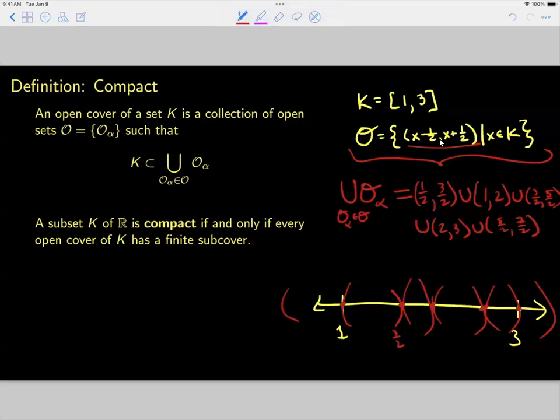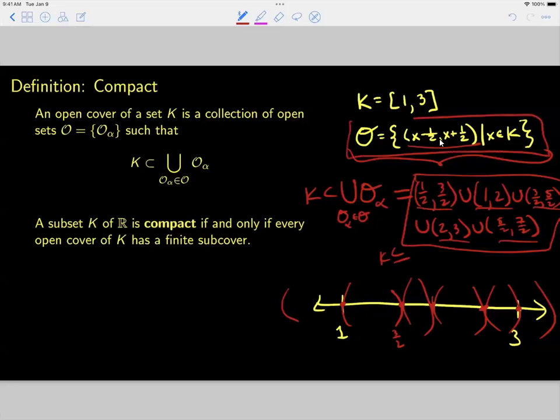So you may not always get equality. In this case, you actually get equality, right? The important part here is not so much that these are equal, it's that we knew K originally was contained in this, but also now we have that K is contained in this union. Okay, and this is a finite cover. Okay, so from this open cover here that we built, we were able to pick out finitely many of them, in this case 5, that still covered the entire set.